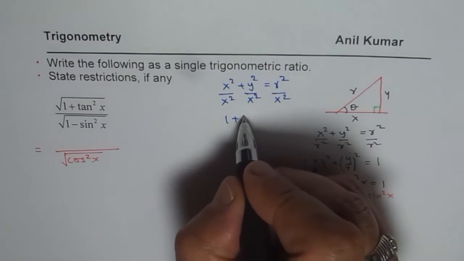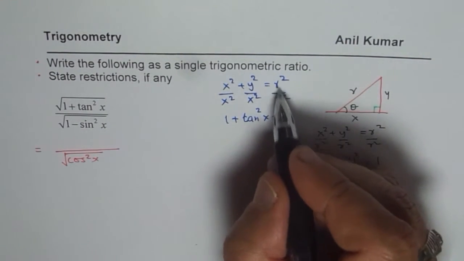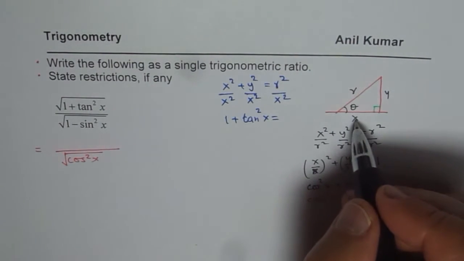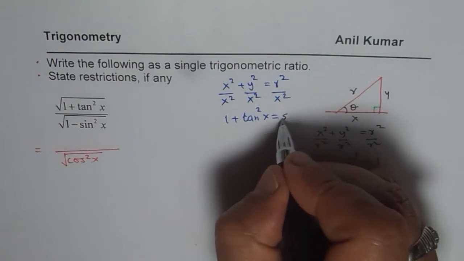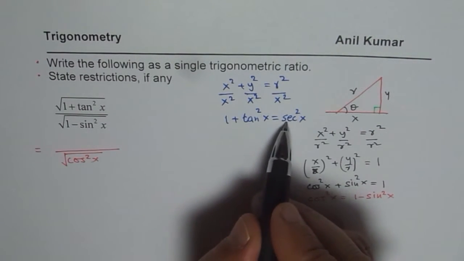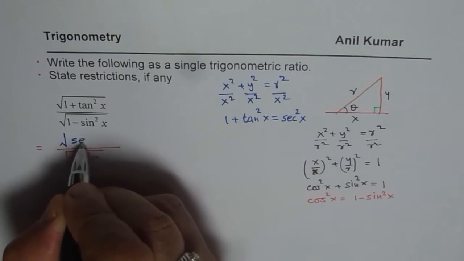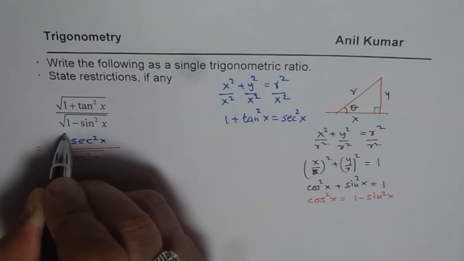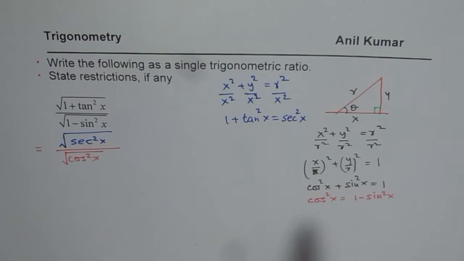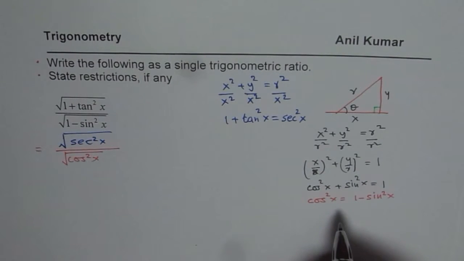Y over x is tan, right? So 1 plus tan square x is equal to r over x whole square. R over x is the reciprocal of cosine, so secant square x. Do you see that? So 1 plus tan square x is secant square x. So we could write the numerator as square root of secant square x. I have purposely done this Pythagorean identity on the side because some students may not remember it. So it's kind of a review for them.